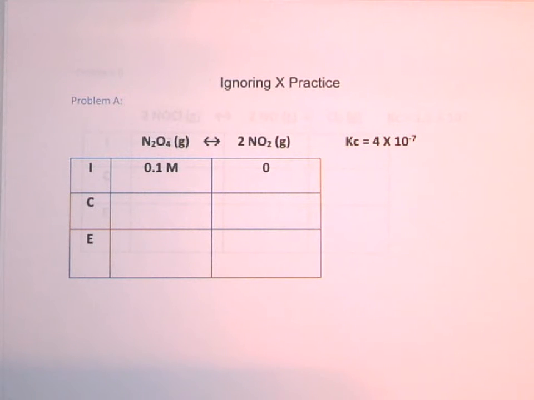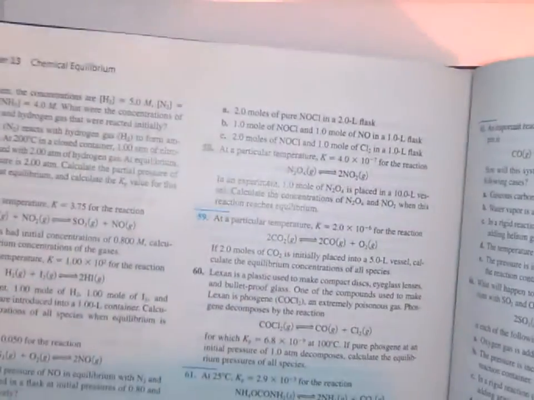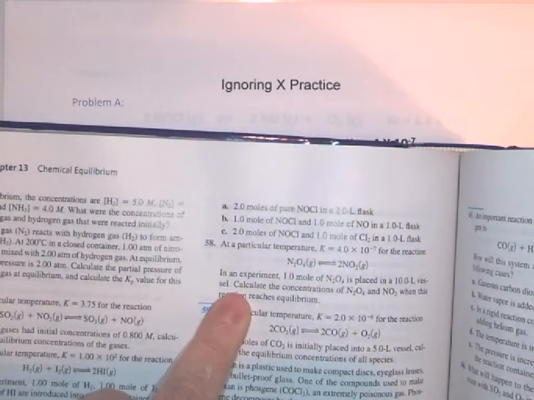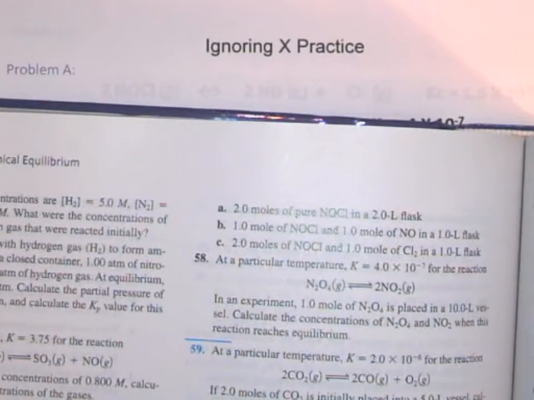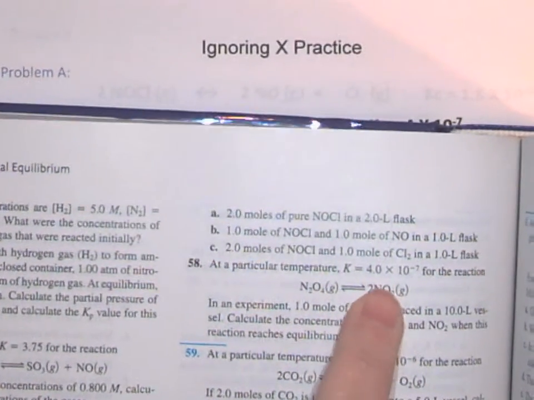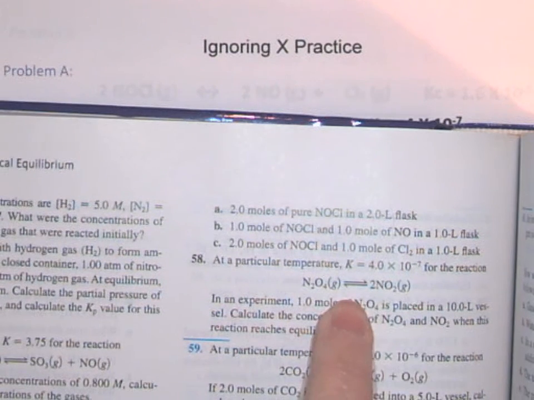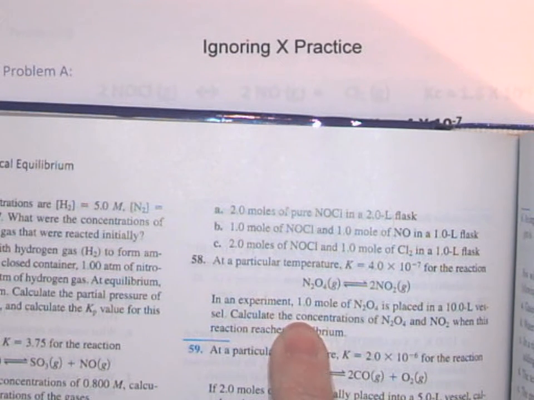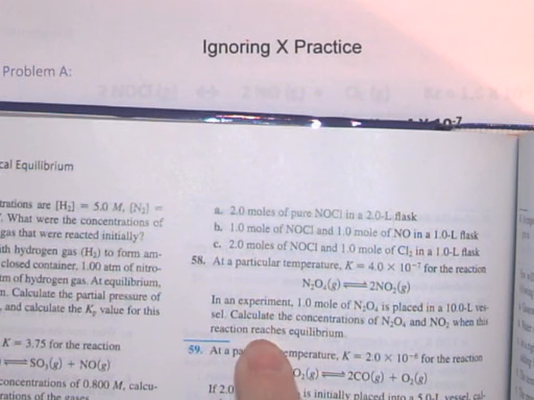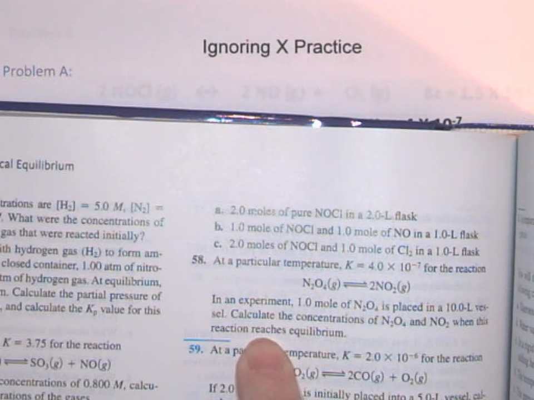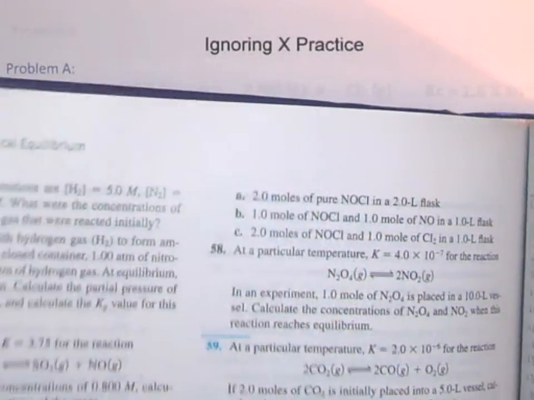All right, we're going to do this problem. You can find it in your textbook on page 646. It's problem number 58. If you take a look at problem number 58, it says at a particular temperature, K is equal to this value for the reaction below. In an experiment, 1 mole of N2O4 is placed in a 10-liter vessel. Calculate the concentrations of N2O4 and nitrogen dioxide when this reaction reaches equilibrium.